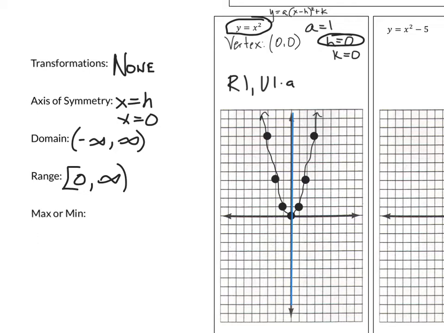Does this have a maximum value or a minimum value? It has a minimum value, because it has a low point. It's facing up, so it has a low point. And where is that minimum value? That minimum value is at the vertex, which is the ordered pair (0, 0). So that's the very first graphing of a parabola. It's the easiest one you're going to do.